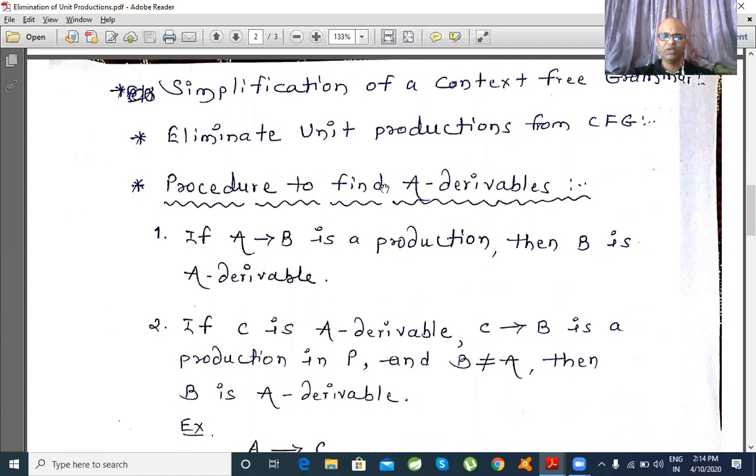Now, as we have seen, when we try to eliminate null productions from a context-free grammar, we used to find out nullable variables. In that context, when we want to eliminate unit productions from a context-free grammar, we need to find out A derivables. It's a process where A is any non-terminal which exists within a context-free grammar. So let's begin and check out the procedure to find out what we mean by A derivables.